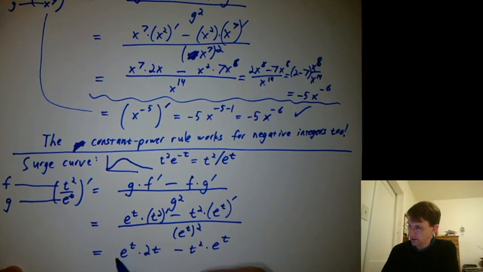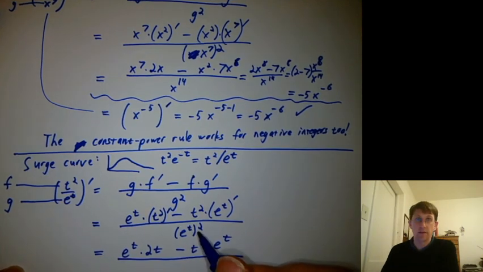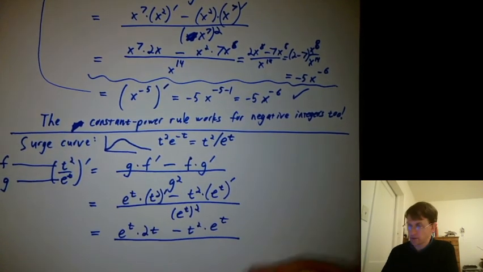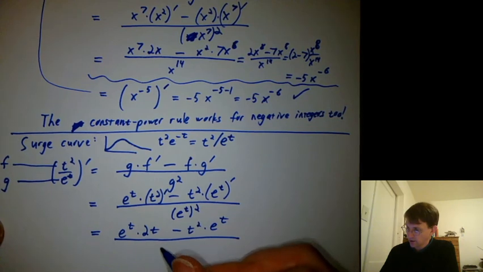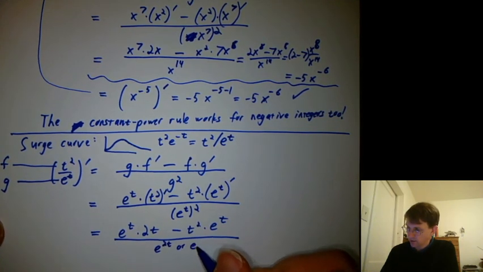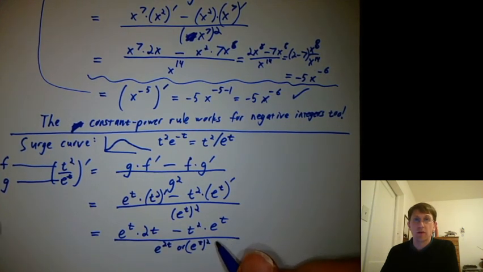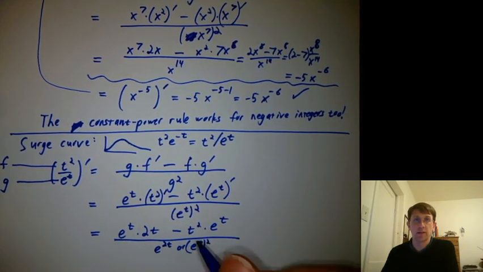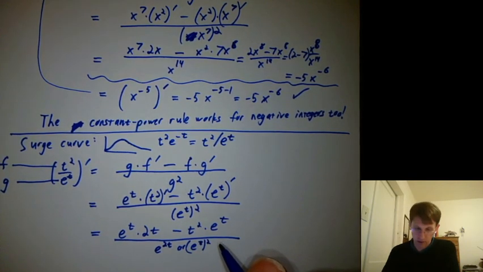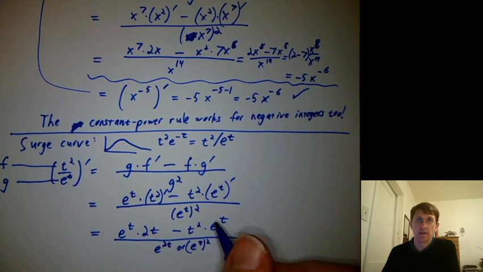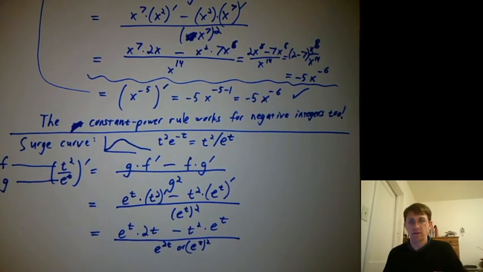E to the t. Now you could leave this in the denominator as e to the t squared. You could write it as e to the 2t. Or you could write it as e to the t, and then cancel the e to the t's in the top with one of the e to the t's in the bottom. Either way is fine. At this point, we've done all the calculus, and all that's left is algebra, so you can do that on your own if you want to.